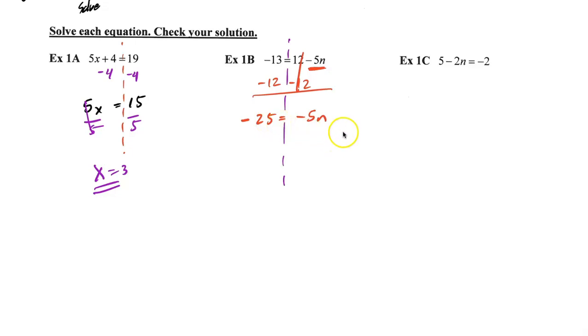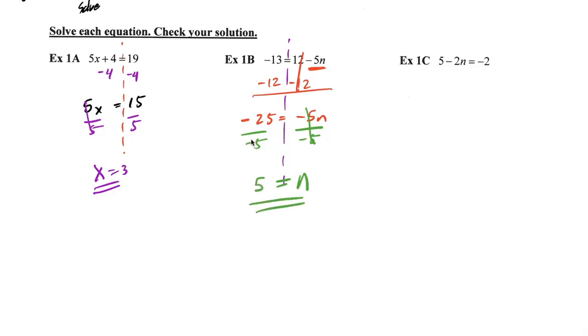Now I still want to get the n by itself. Right now it has a negative 5 in front of it. That means they're being multiplied. The opposite of that is divide. So we're going to divide both sides by negative 5. These cancel. n is going to equal negative 25 divided by negative 5. When you divide or multiply two negatives, they cancel out and you get a positive. So 25 divided by 5 is 5.